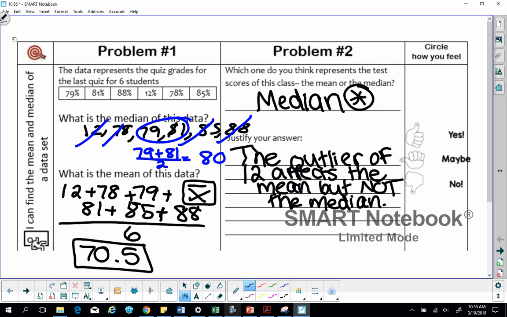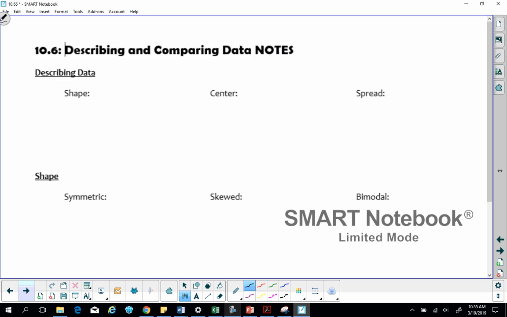Okay, so we're just going to take some simple notes. Go to your packet for today. Does everybody have one? This should all be reviewed. There shouldn't be anything new. The only thing new is what we just went over in our ticket: mean versus median. So, describing data, first we're going to look at our shape.